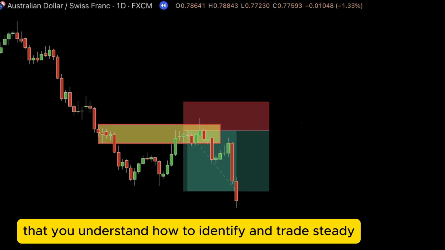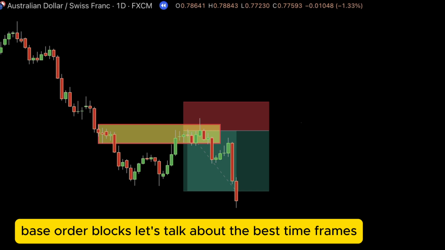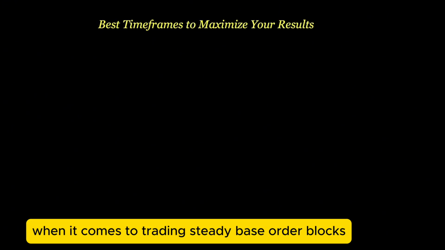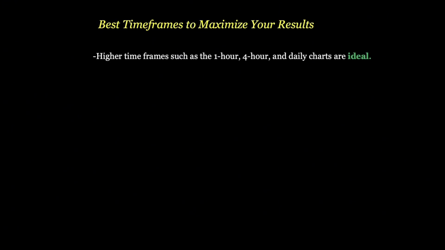Now that you understand how to identify and trade steady base order blocks, let's talk about the best time frames to maximize your results. When it comes to trading steady base order blocks, higher time frames such as the 1 hour, 4 hour, and daily charts are ideal. These time frames provide a clearer view of market structure and key levels, helping you identify more reliable setups.